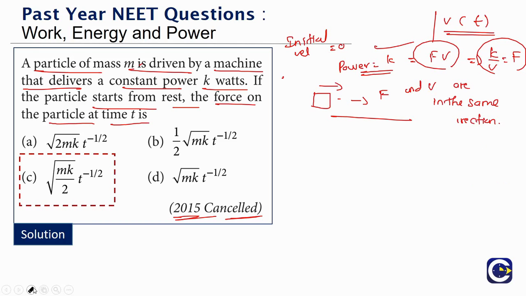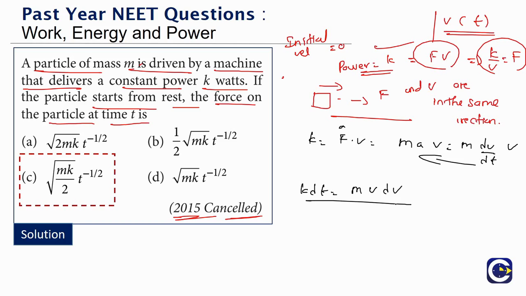Now the second method, where we are going to use the integration. Here, if you look, power is F into V. Force is mass times acceleration, and acceleration is dv by dt. Now when we rearrange, let us bring the dt to the left side. K dt is equal to m times v dv. The integration limits for the velocity will be 0 to v, and the time limits will be 0 to t. If we integrate this expression, it will give us the velocity function.